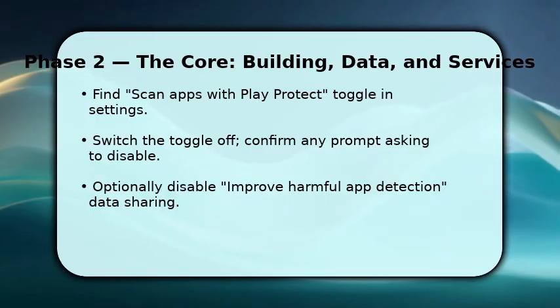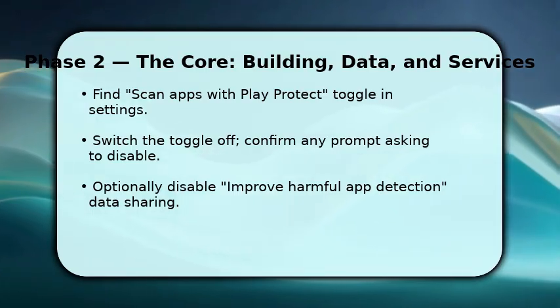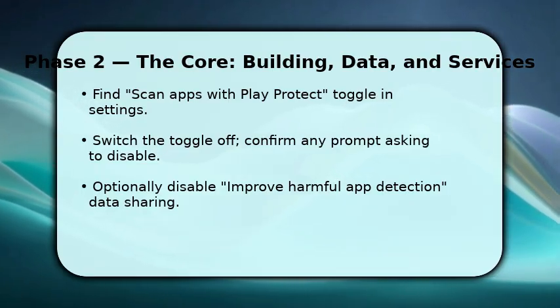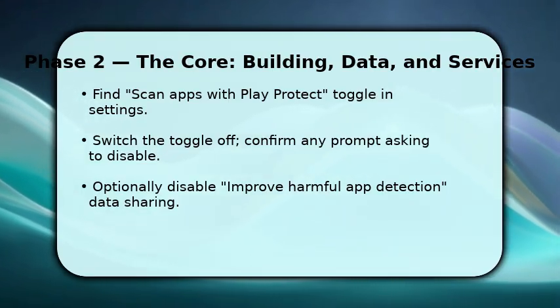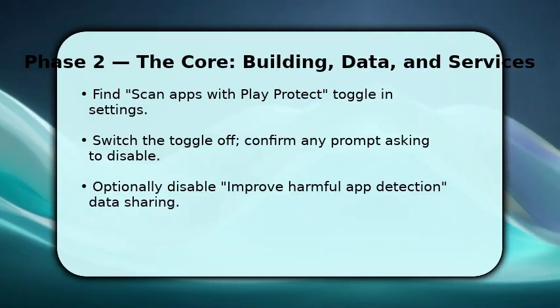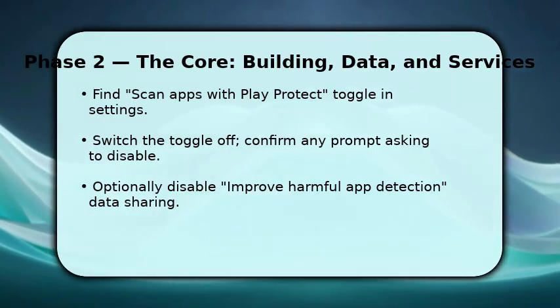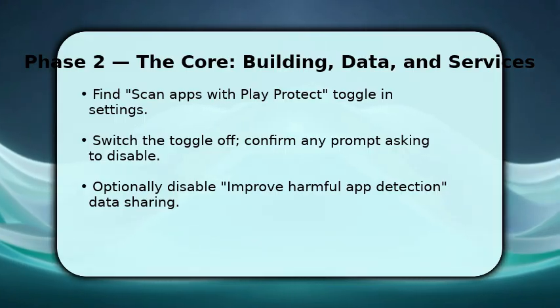Make sure to also review the secondary option, improve harmful app detection, and disable it if you want to stop sending app behavior data to Google. You're turning off both the scan and the reporting. This reduces background checks, so be aware of the trade-off between convenience and security before you finish.